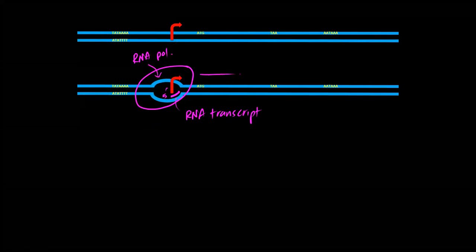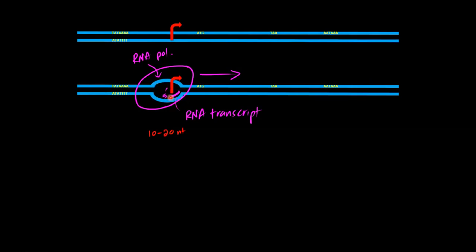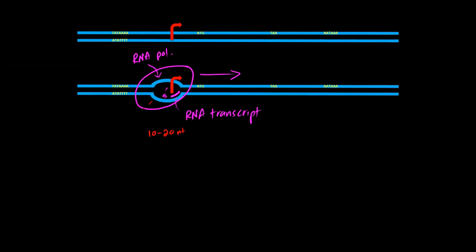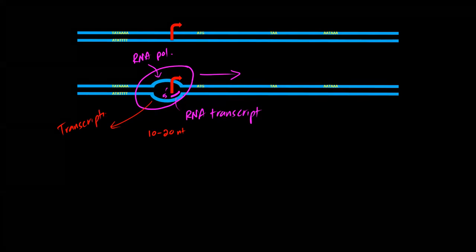Again, the RNA polymerase will be moving. As you can see here, this region of DNA, which is, as I told you before, between 10 to 20 nucleotides long, is like a bubble. This is called the transcription bubble.